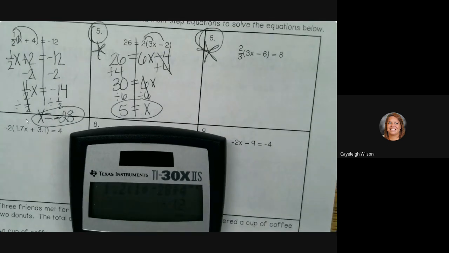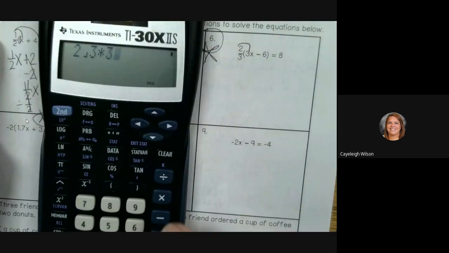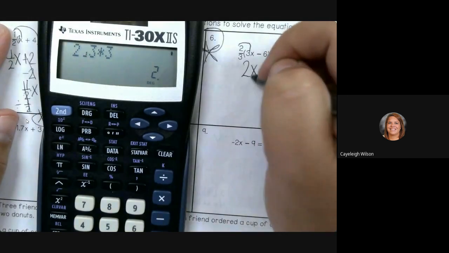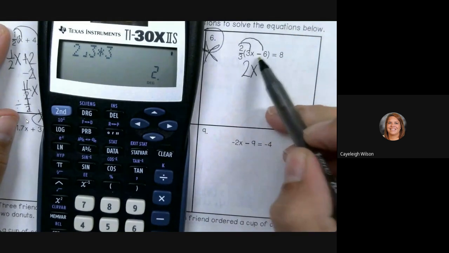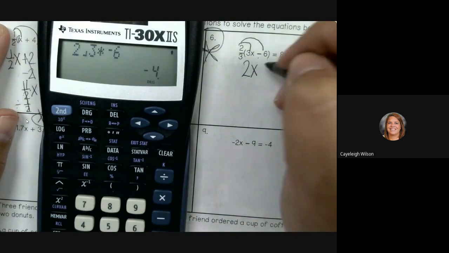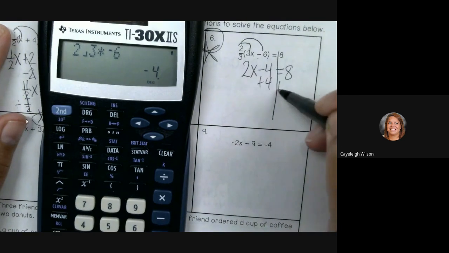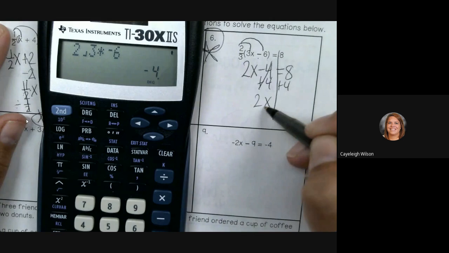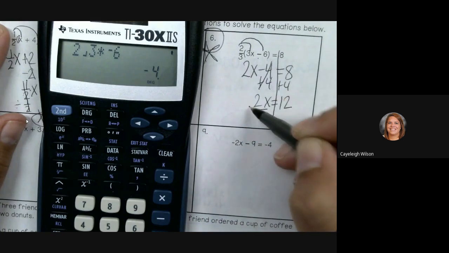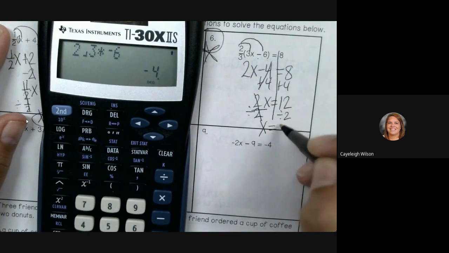All right, so we're going to start off by distributing that 2/3. So 2/3 times 3x. On my calculator, 2 ABC 3 times 3. So that's 2x. 2/3 times -6. So 2 ABC 3 times -6 is -4. Now it's just a two-step equation, so I undo my addition and subtraction by adding 4. So that's 2x equals 12. Divide by 2. 2 divided by 2 is 1, so x equals 6.